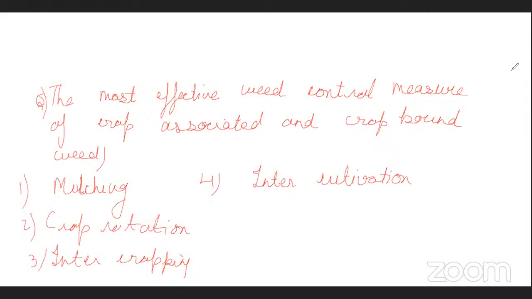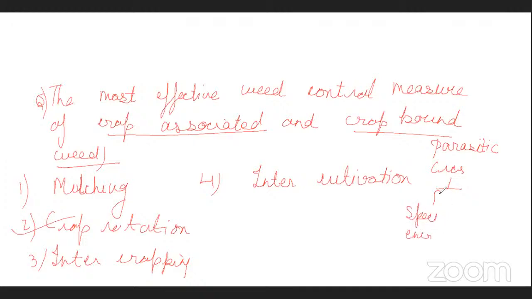Crop rotation. Only one student has given it. Okay, yeah, it's the correct answer. Option two is correct because the crop associated weed or crop bound weed is a parasitic weed, and in this crop association maybe a specific environment is required or mimicry types, and for this we have to go for crop rotation.